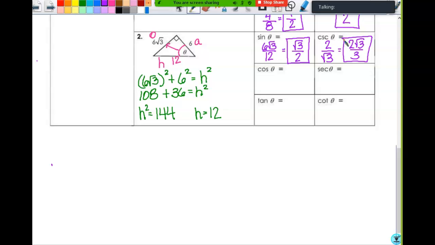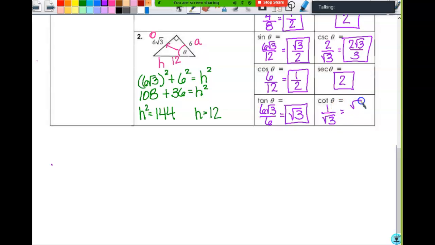Cosine, adjacent over hypotenuse, so this is just 6 over 12, which is 1/2, which means secant is 2. Tangent, opposite over adjacent, so that is 6 square root of 3 over 6, so that's square root of 3. Cotangent is the reciprocal, so that's 1 over the square root of 3. When I rationalize, I get square root of 3 over 3. Okay. Any questions at all?